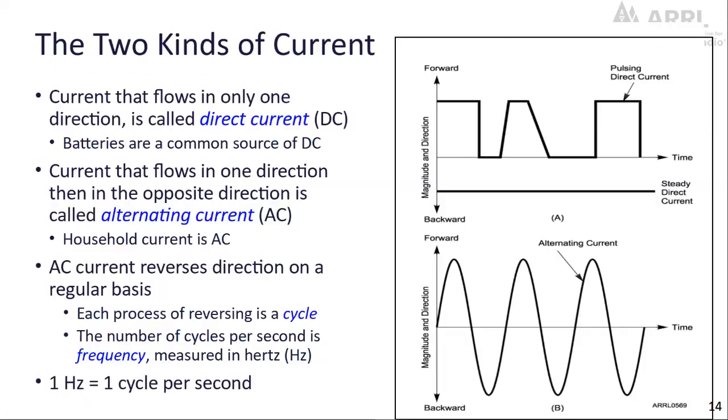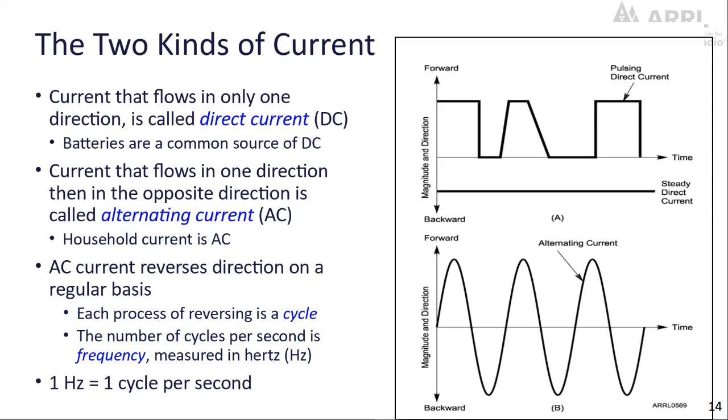If you look at the diagram on the right, the upper one is DC, varying DC, and the lower one is AC. And if you notice in AC, the current goes negative, below zero. The line that has the word time on it is the zero line.